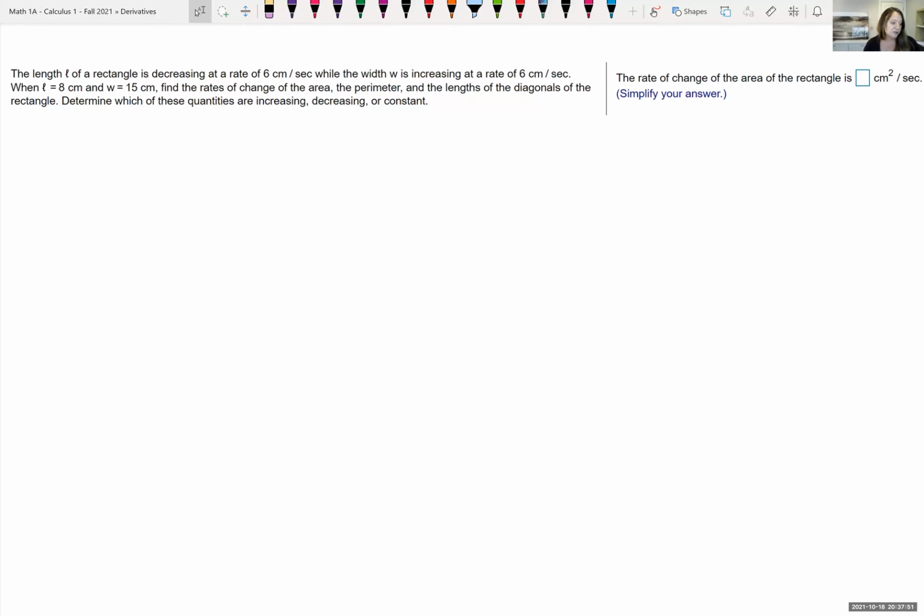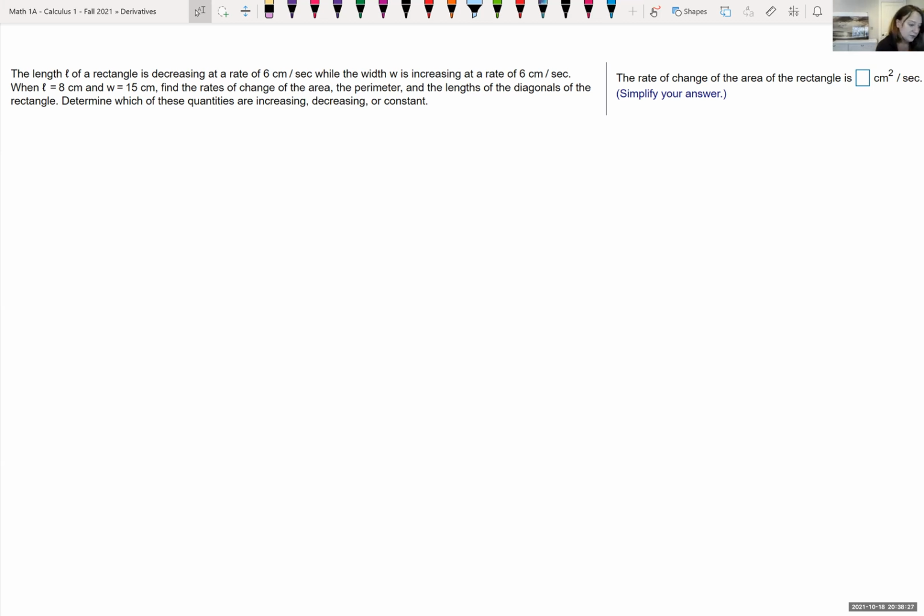So our next example says the length L of a rectangle is decreasing at a rate of 6 centimeters per second, while the width is increasing at a rate of 6 centimeters per second. When L equals 6 centimeters and W equals 15 centimeters, find the rate of change of the area, the perimeter, and the length of the diagonal of the rectangle. Determine which of these quantities are increasing, decreasing, and constant.